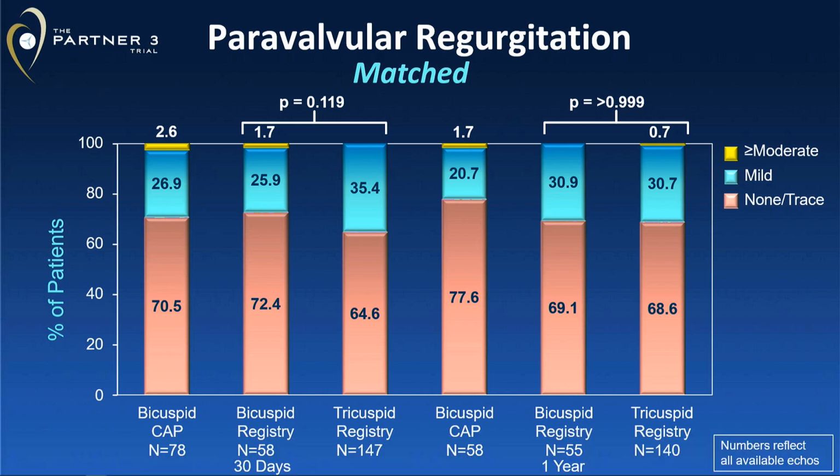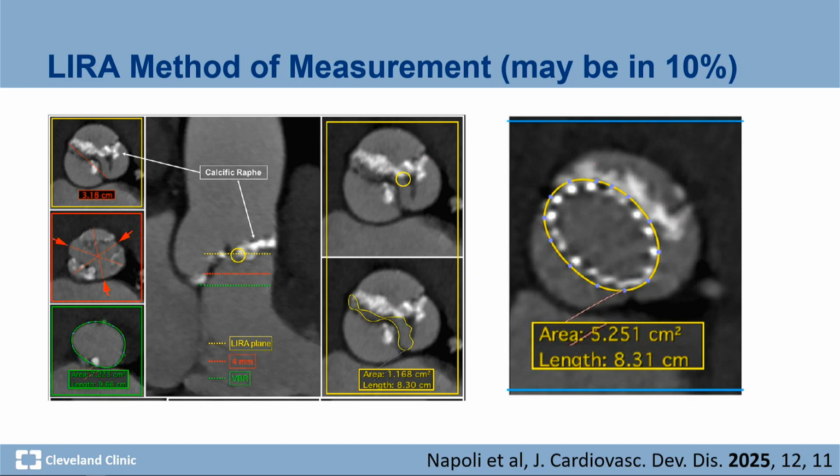And moderate or moderately severe is rare, it is about 2%. I personally don't buy into this, but I just want to make it aware that this exists. So if you look at this LIRA method of measurement, what this means is that you measure the valve, as you can see here.